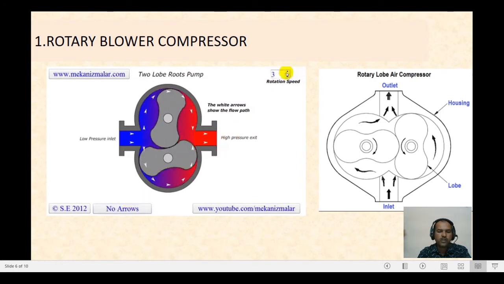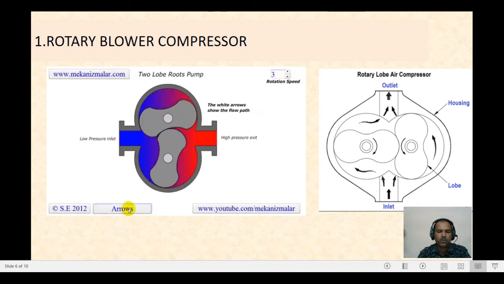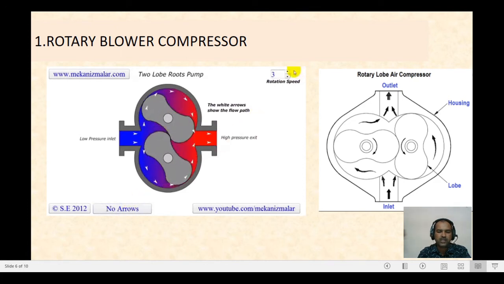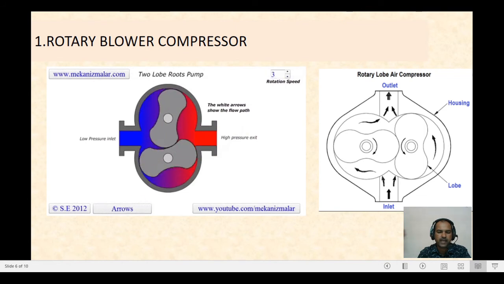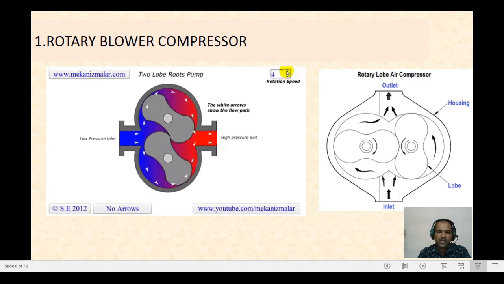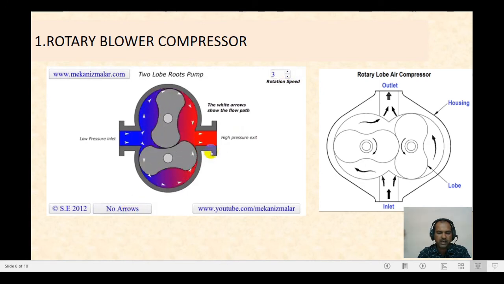And when the rotation of the lobes sucks the air in, the air travels through the space over the lobes. Because of the little clearance between them, the air gets compressed and is released as compressed air at the other end. The lobe type compressor produces a high volume of compressed air and requires less maintenance, but the pressure of the compressed air is limited and it is noisy in operation.